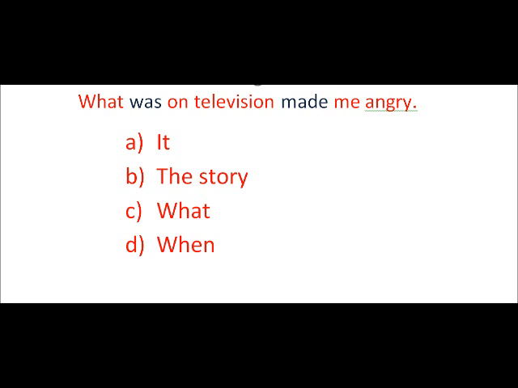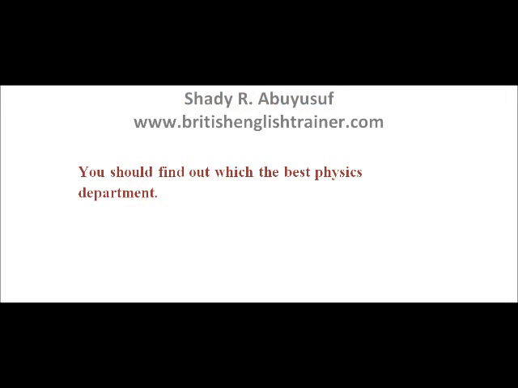Now let's move to a correct and incorrect question. Now when we look at this sentence here, I've got, you should find out which the best physics department. Now let's analyze this sentence to see if it's correct or incorrect. We've got you here, which is a subject. Fantastic. And then we've got should find out, which is a verb. That's great. And then we have which the best physics department, which is a noun clause used as an object.